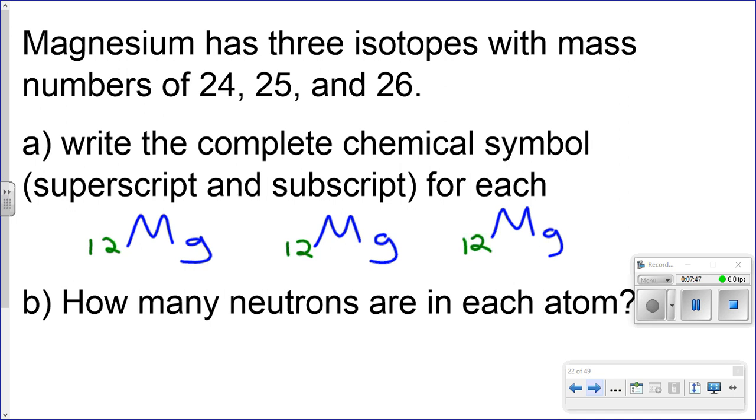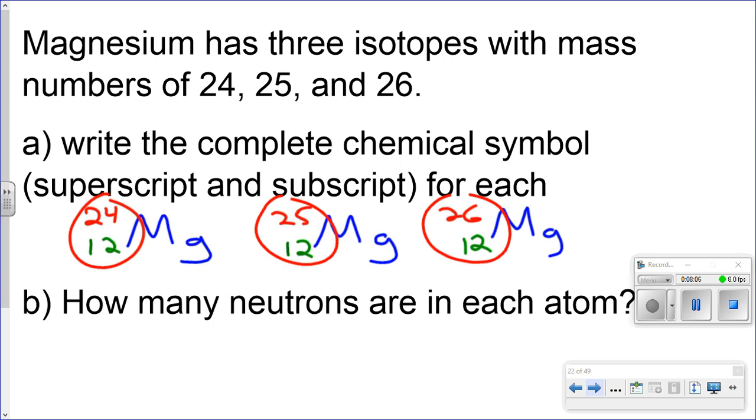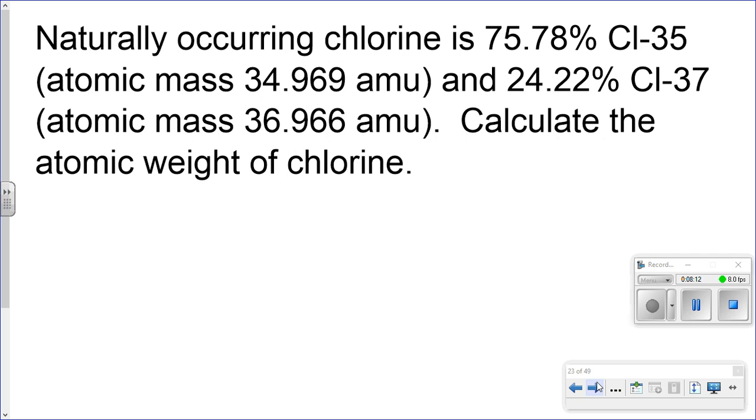The mass number goes on top, which is protons plus neutrons. So we have 24, 25, and 26. It asks how many neutrons are in each atom. It looks like it's 12, 13, and 14. I just subtracted those numbers. That answers part B.